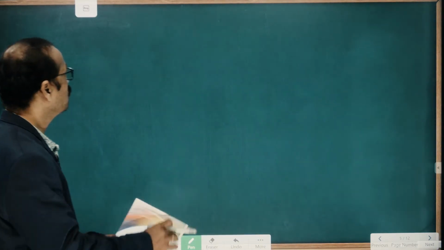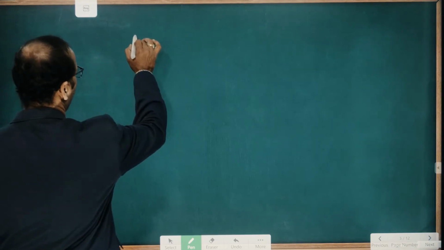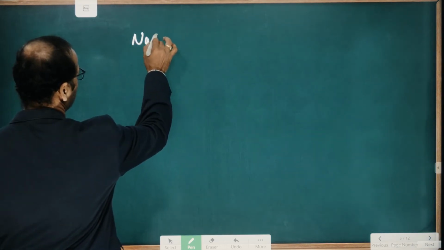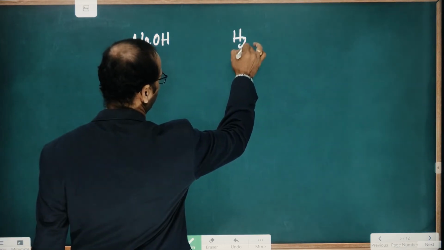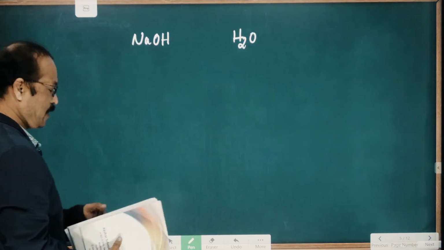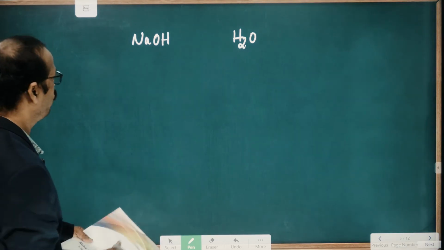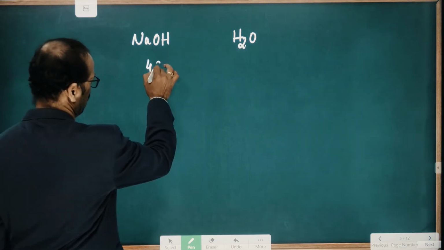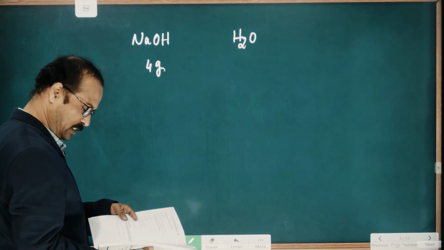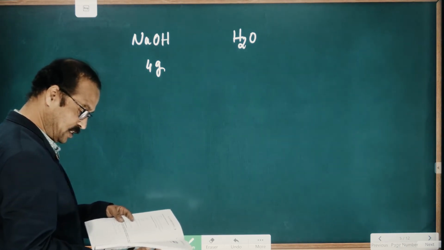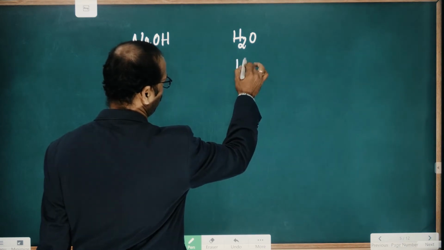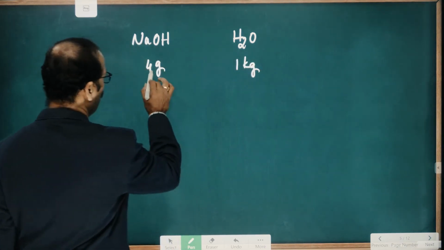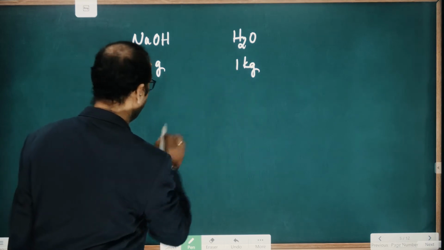Okay, so here two things are there, students. One is sodium hydroxide, that is NaOH, and the second one is water, that is H2O. Here, how many grams of sodium hydroxide are there? 4 grams of sodium hydroxide, right? And it is dissolved in 1 kg of water. So water is 1 kg, right? So 4 grams dissolved in 1 kg.